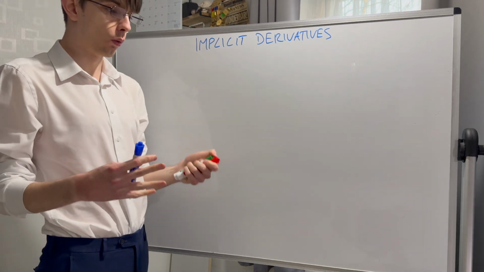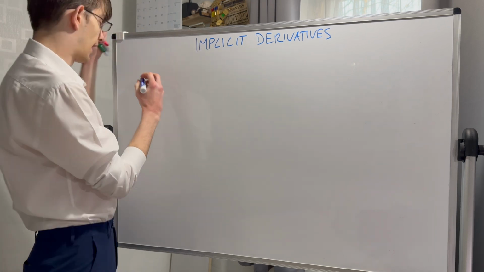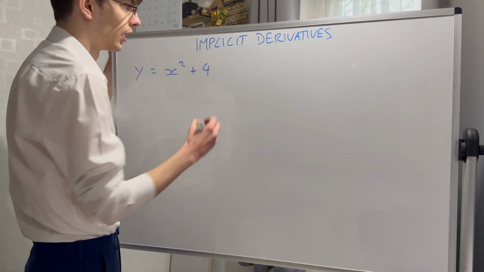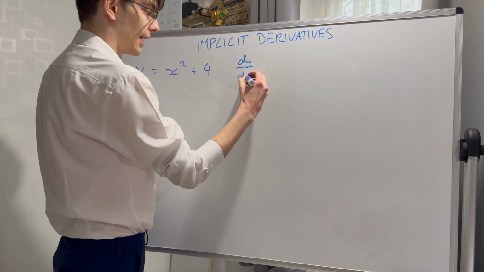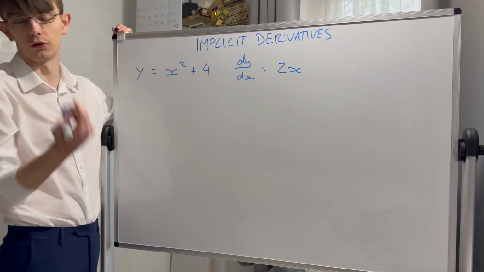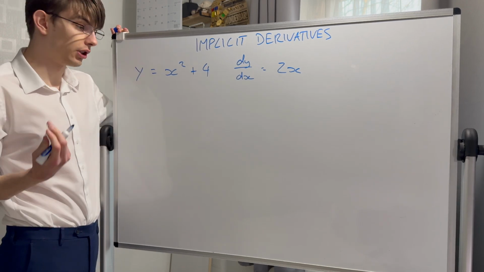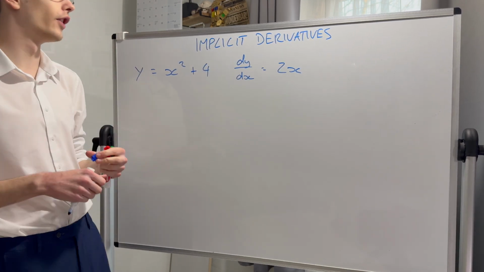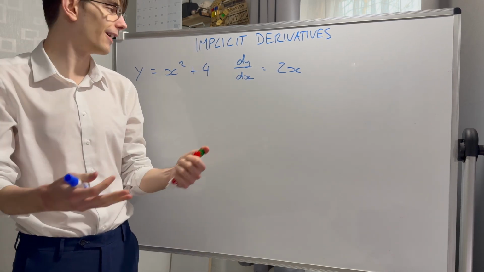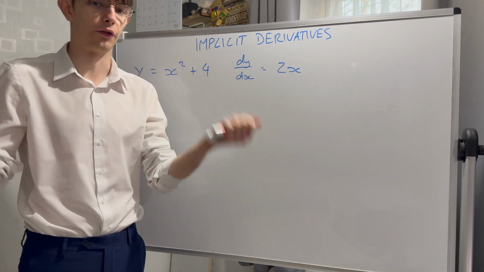up until this point, we've only been differentiating against one variable. We've had y equals x squared plus 4, and we have found dy by dx, nice and easy, 2x, for example. But life doesn't always work like this. As you can imagine, as you move further and further up in maths and science, physics, you end up with many variables acting at different times.